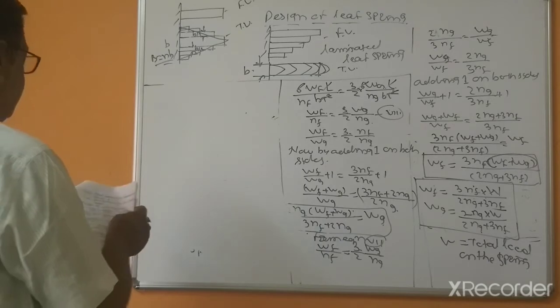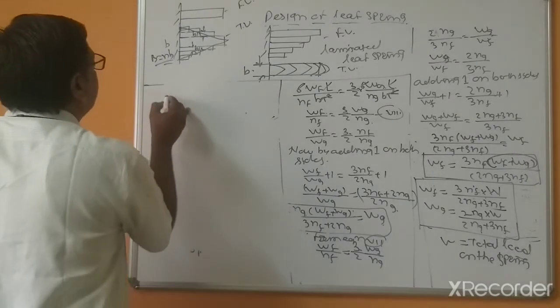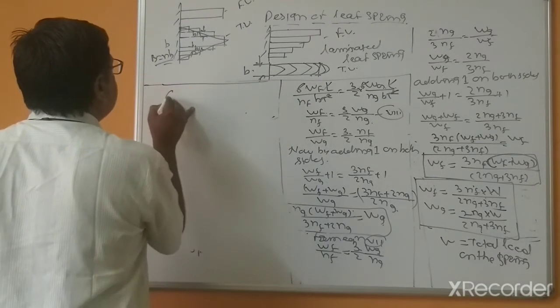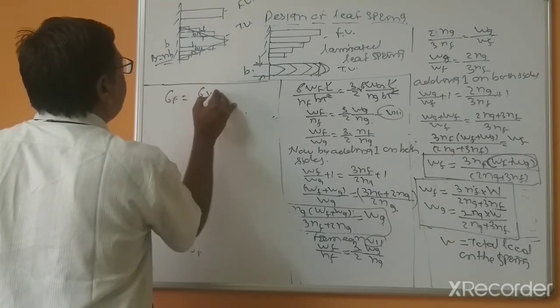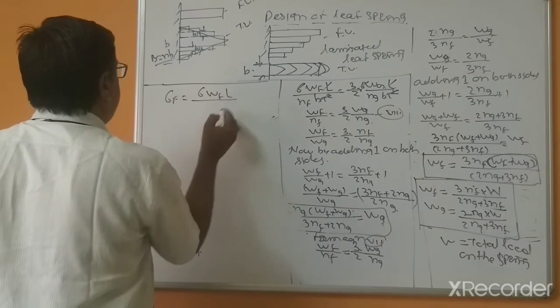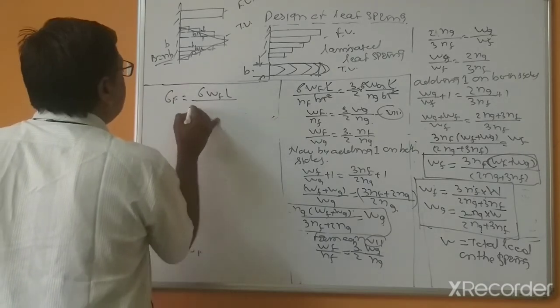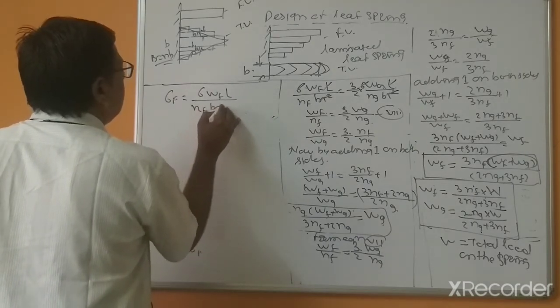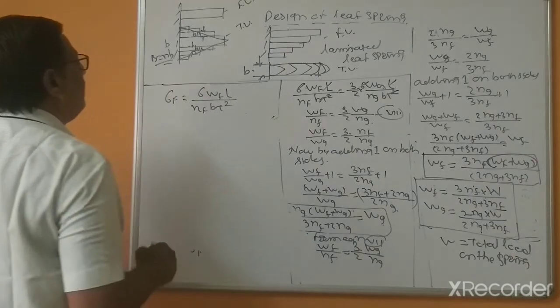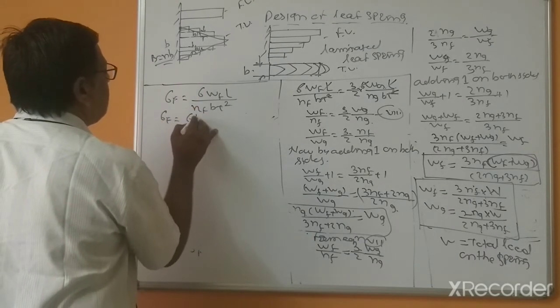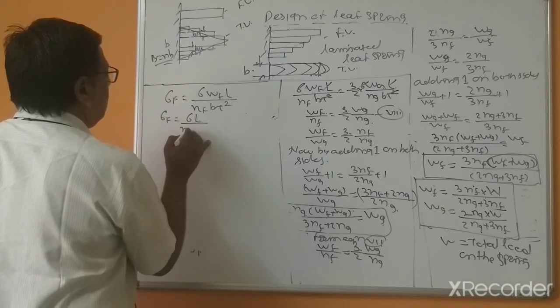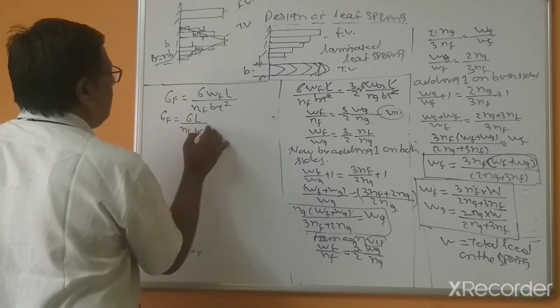Now, as we know, for full springs, what is the formula? 6 Wf L divided by Nf B t squares. So that's why now we are putting 6L Nf B t squares.